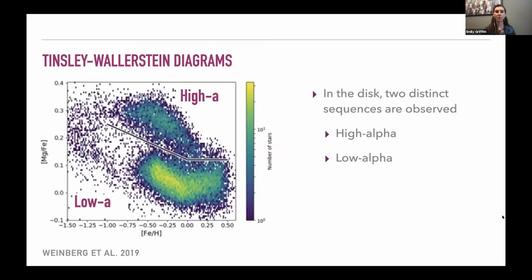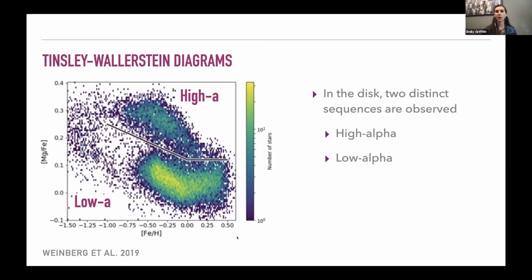So I'll start with the Tinsley-Wallerstein diagram, which we've seen many times throughout this conference. And as you all know, we have the high alpha and the low alpha populations in this diagram. The high alpha stars, however, are kind of misnamed. They're not actually high in alpha, they're low in iron. And as we move along the high alpha track, the abundances decrease in magnesium to iron because we have increased iron contribution from type 1a supernovae.